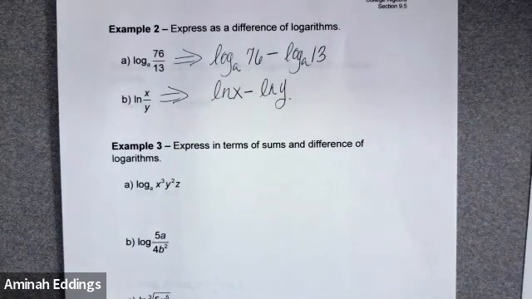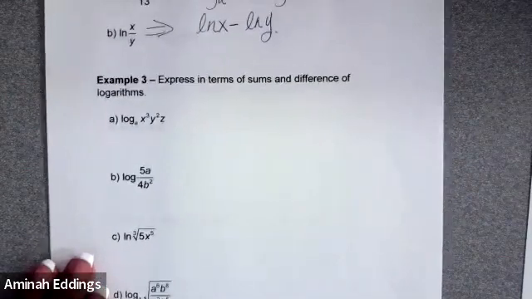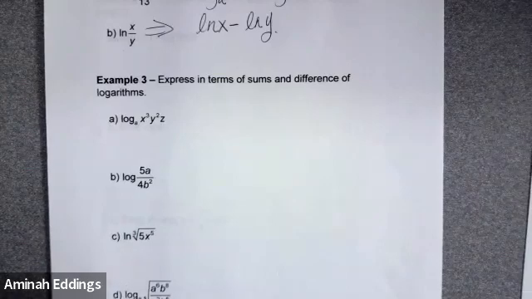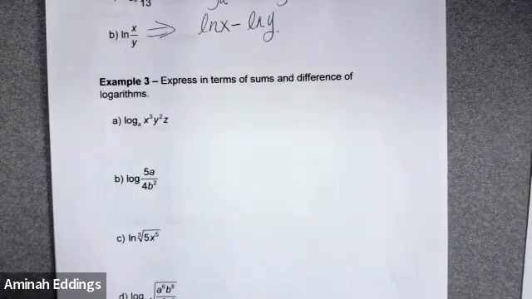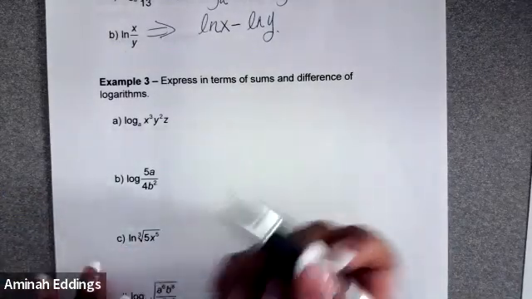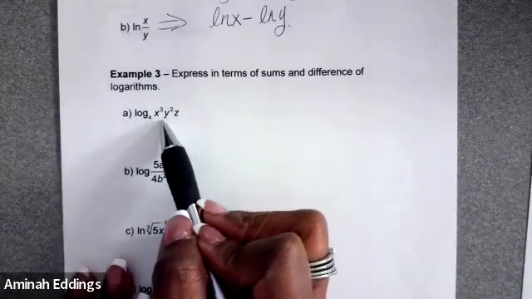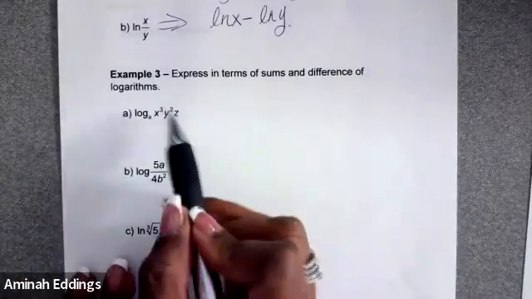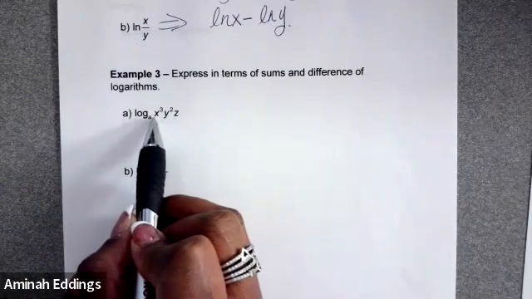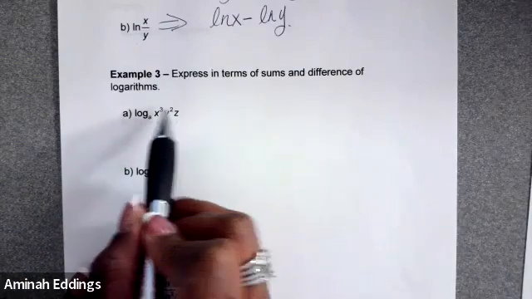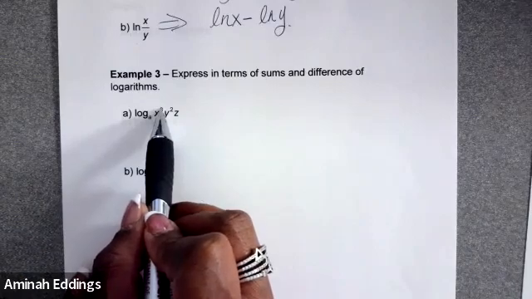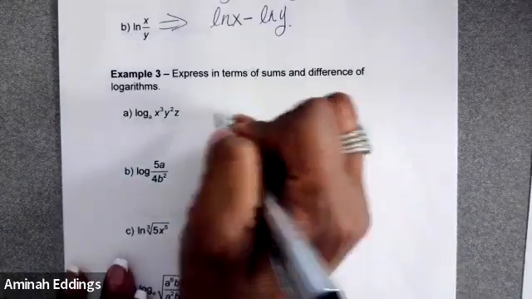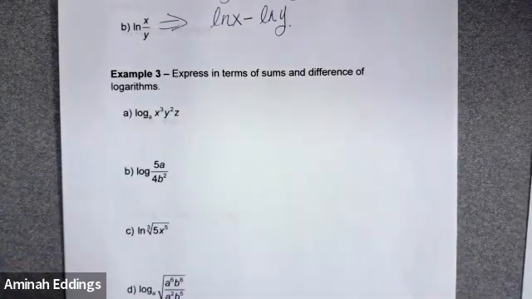Example 3. Express in terms of sums and differences of logarithms. So again, we're using our properties, but you'll see that we have more than one, and so we'll have to use them all, okay? All right, so the first thing I want you to recognize is what you see. What do you see here? Multiplication, and then we also see power, okay? And so if we see multiplication, that means we can expand it out with addition.